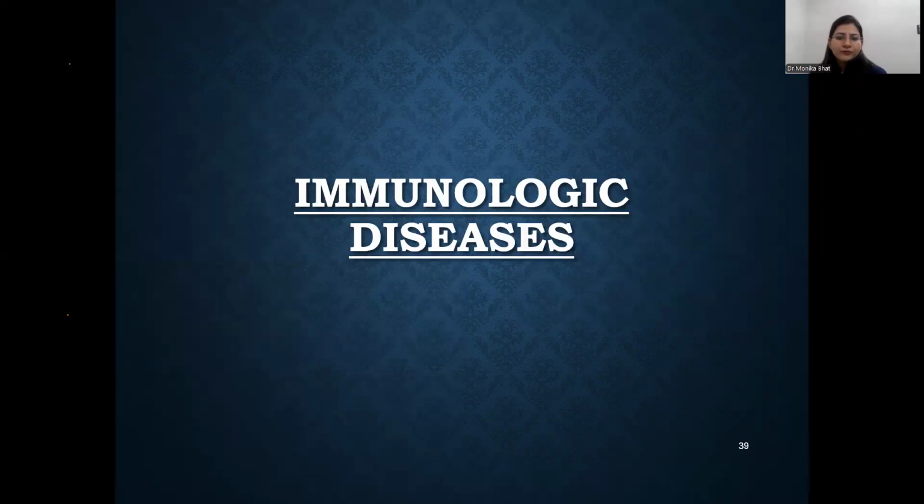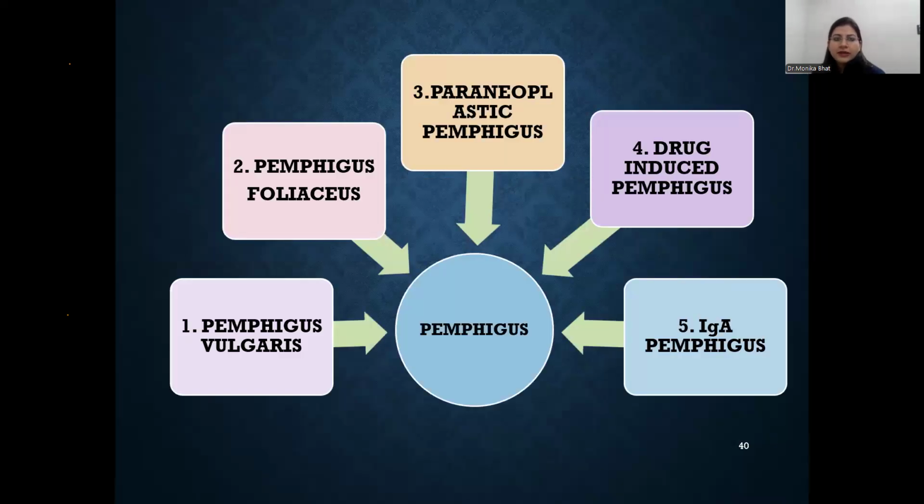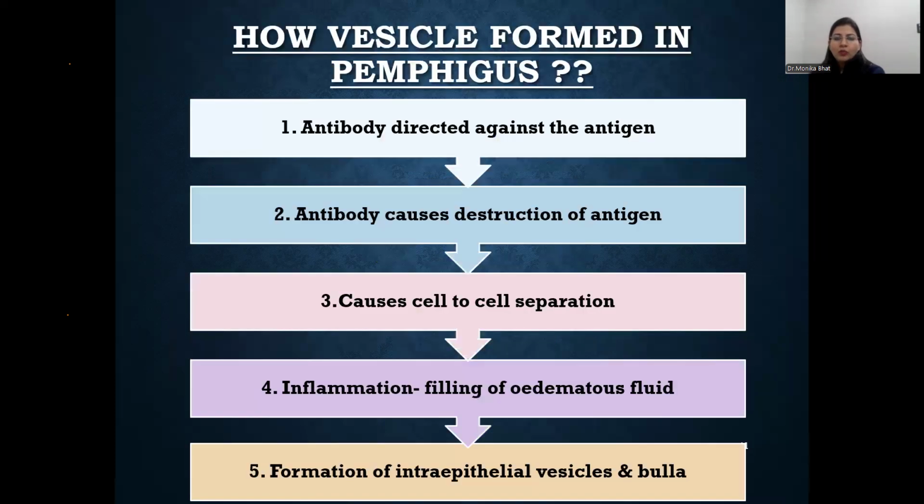Then the second kind of disease that we have, in the vesiculobullous category, are the immunological diseases, where there are immunological disturbances in the patient. First, we have pemphigus. The different kinds of pemphigus are pemphigus vulgaris, foliaceus, paraneoplastic pemphigus, drug-induced pemphigus, and immunoglobulin A pemphigus. What basically happens in pemphigus is that the antibodies are against our own antigens.